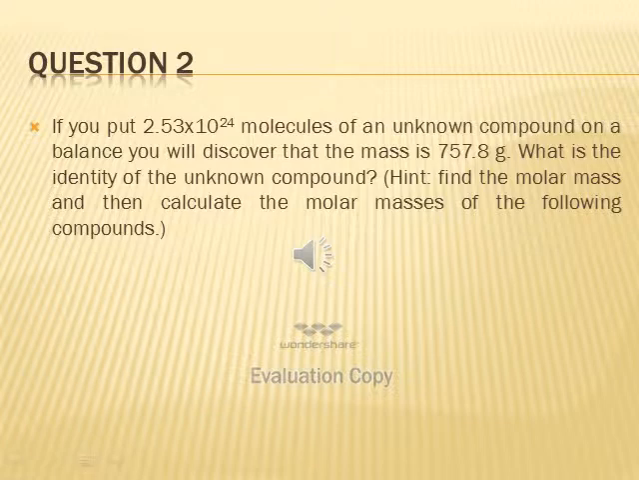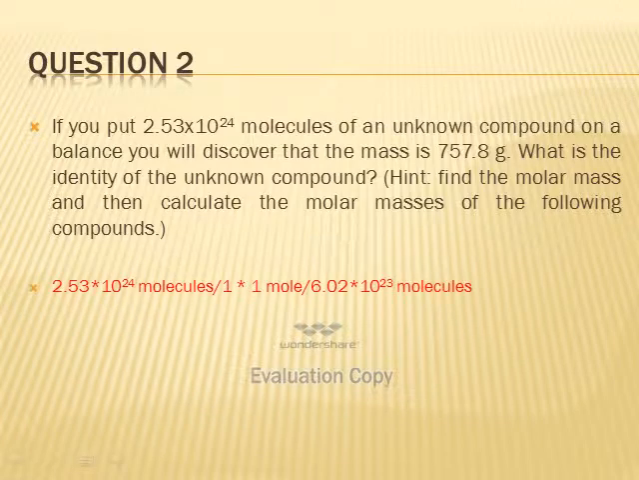There are 2.53 times 10 to the power of 24 molecules of a compound, and from Avogadro's number definition, there are 7.02 times 10 to the power of 23 molecules in 1 mole of any compound. After setting up the equation and solving for the number of moles, you should get an answer of 4.2 moles.